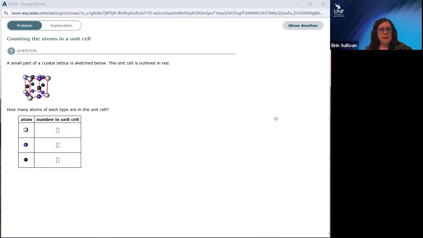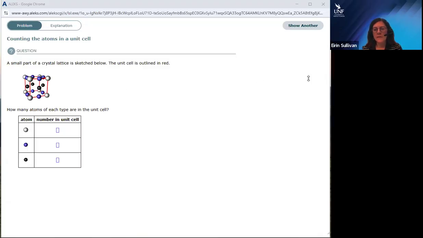How to count the atoms in a unit cell. Okay, so what you've got to do for this kind of question is realize that an atom, which is roughly spherical, depending on its position in the unit cell, is either going to be 100% within the boundaries of that unit cell or only partially within that unit cell.